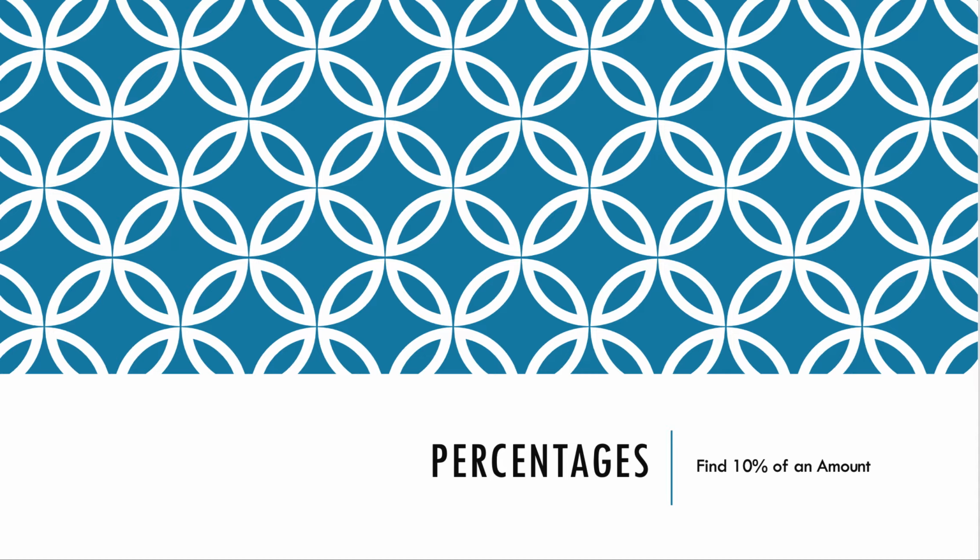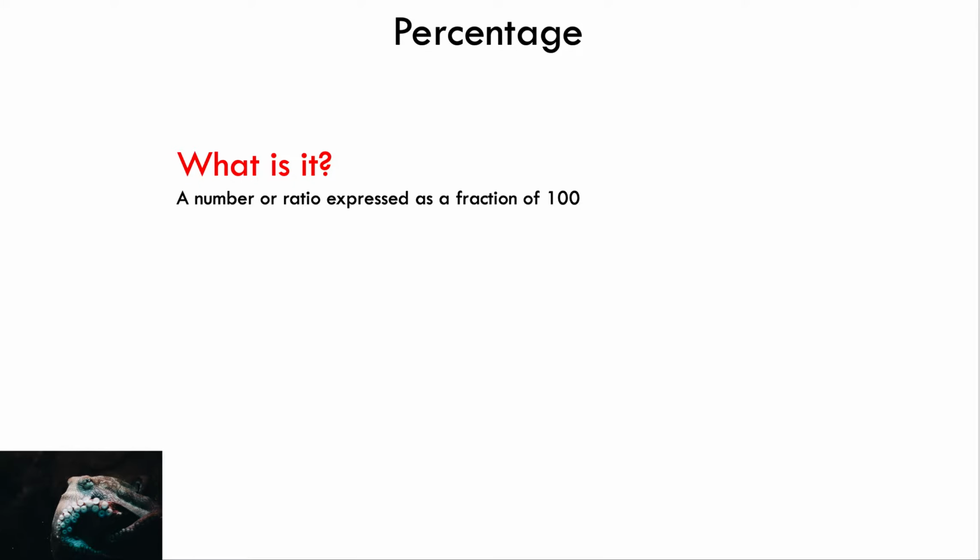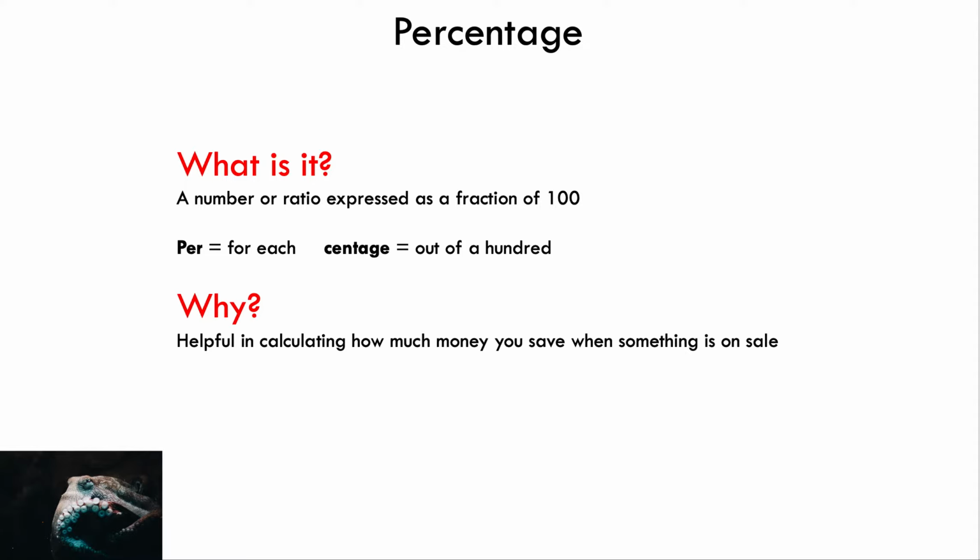Percentages. Find 10% of an amount. What is it? A number or ratio expressed as a fraction of 100. Per means for each. Percentage means out of 100. Why? Helpful in calculating how much money you save when something's on sale.